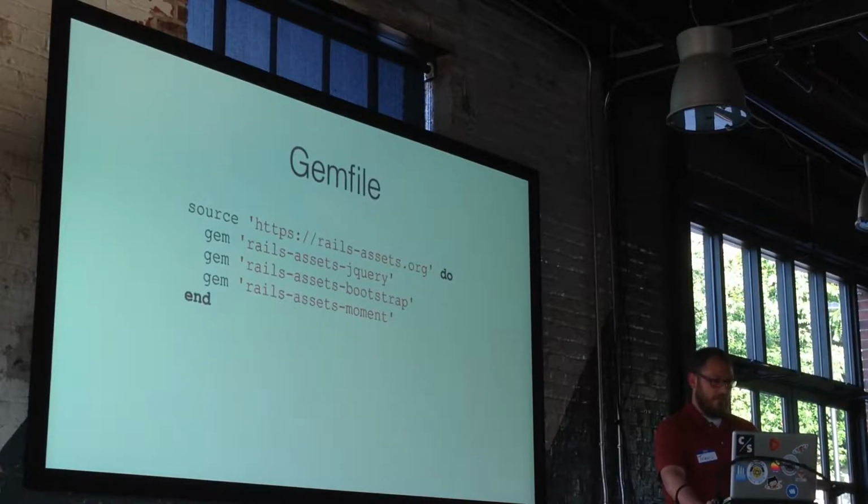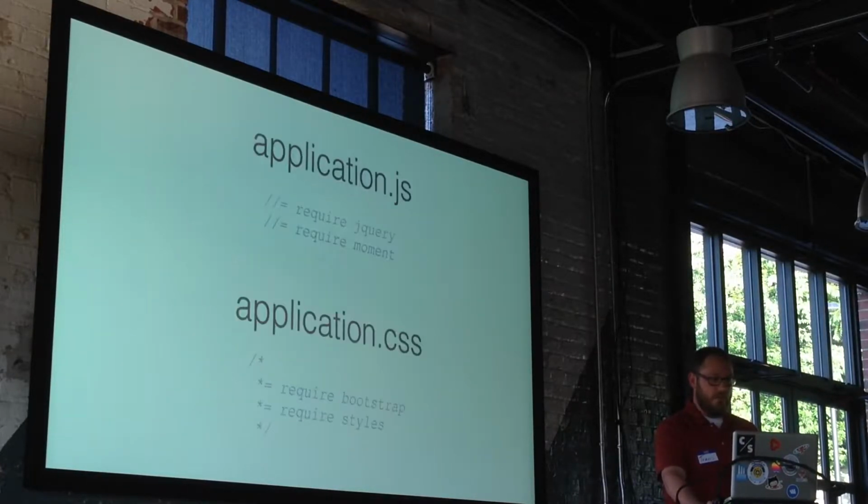So once you have that set up and you do bundle install, then in your JS and CSS manifest, you can do things like require jQuery, require moment, require bootstrap, and all of that stuff is in your app as a gem, and Rails Assets takes care of that.